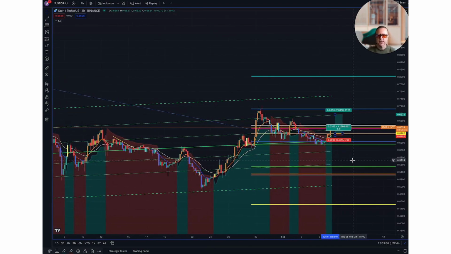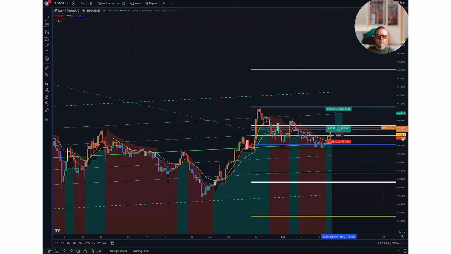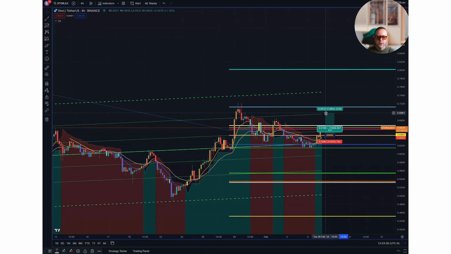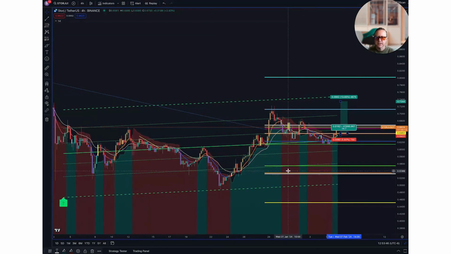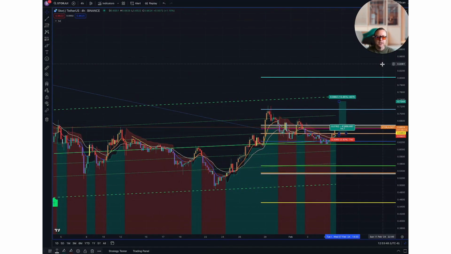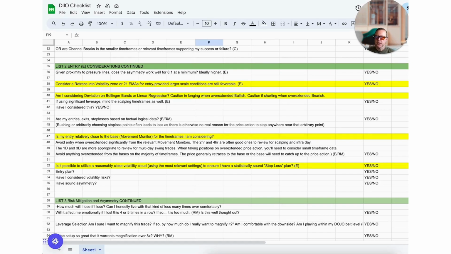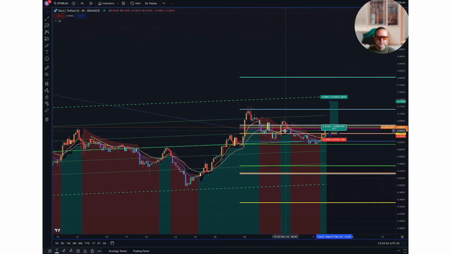Again, just looking for the purpose of this example at one time frame, which is the 4-hour. I like the setup on the 4-hour. So on the 4-hour, we figure the top of the channel is somewhere in the neighborhood of up here, right? So we're looking at a pretty long period of time relative to where we are trying to find our trade. And let's go back to the question. The question was, given proximity to pressure lines, does the asymmetry work for an 8-to-1? Okay, so we'll go back.